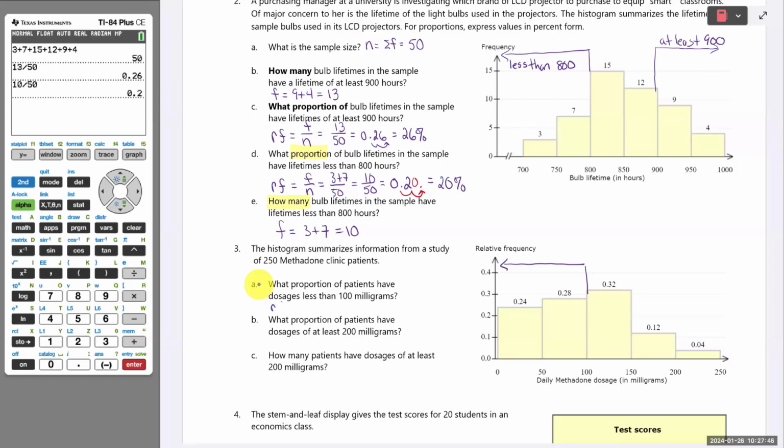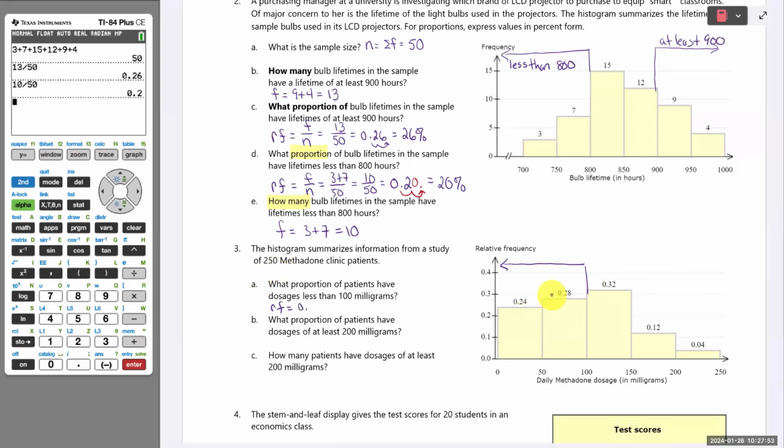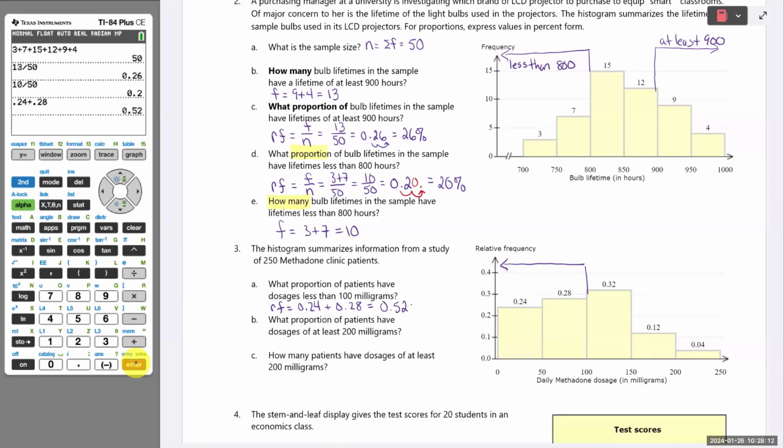So again, that's relative frequency, proportion, and they've already given those values in decimal, so we don't have to do any dividing like we did above. The information is already given in its proportion form. All right, so we'll just take 0.24 plus 0.28, and that's 0.52. And we're going to go ahead and write that as a percent as well. Whatever the directions would say, it's always good just to practice. So 52%.